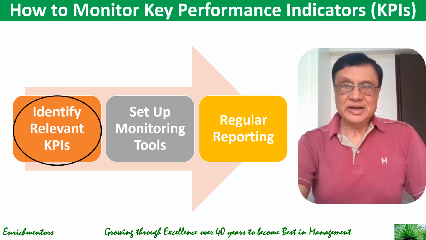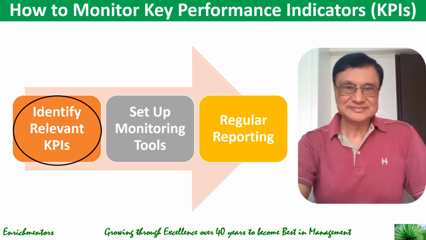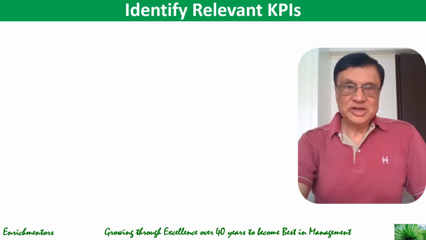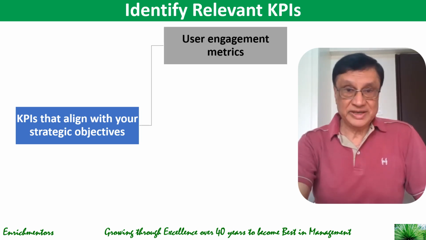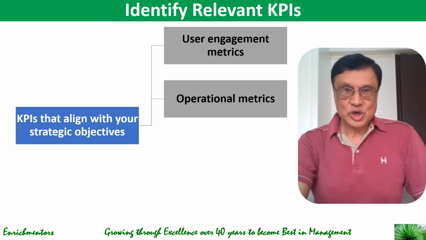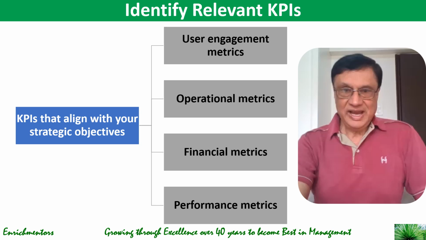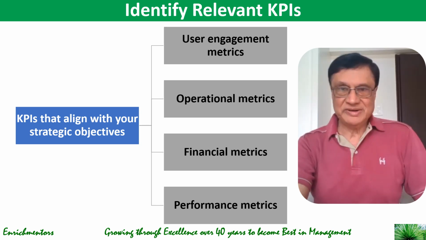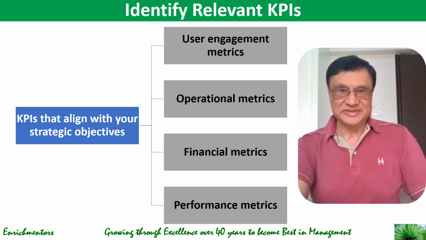So how do you think you can identify the relevant KPIs for you to monitor performance? Any thoughts? So you need to determine the KPIs that align with your strategic objectives. Examples include user engagement metrics like active users and session duration, operational metrics like system uptime and error rates, financial metrics like revenue growth and cost savings, and performance metrics like page load time, transaction speed, etc. Now, the question is, how do you identify these KPIs, right?